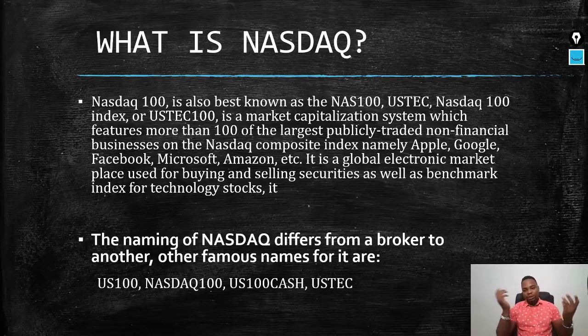But we always get students asking us, do I have Nasdaq in my broker because I do not see it? So you just have to Google other names of Nasdaq, but this course is also going to help you to familiarize yourself with other terms that are being used. So here it says the naming of Nasdaq differs from one broker to another, and these are the other famous names thereof, which is the US 100, the Nasdaq 100, the US Cash, and the US Tech.